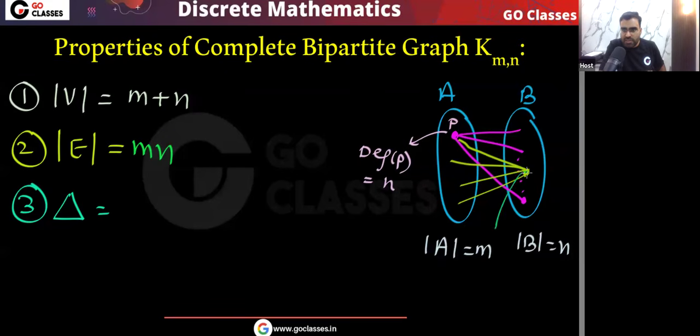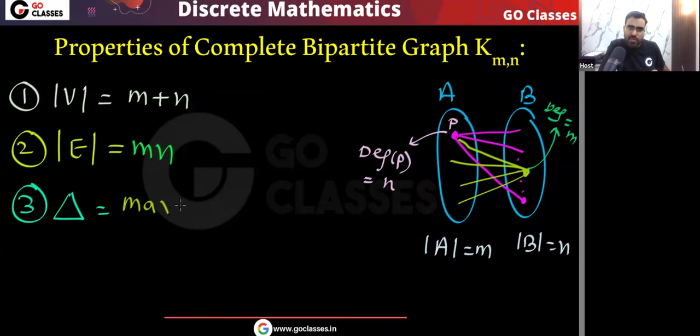So the degree of this vertex, that will be n. Yes or no? Okay, here you can easily see, for this vertex, the degree that will be m, because this vertex will be adjacent to every vertex in set A. So tell me, what will be the maximum degree?